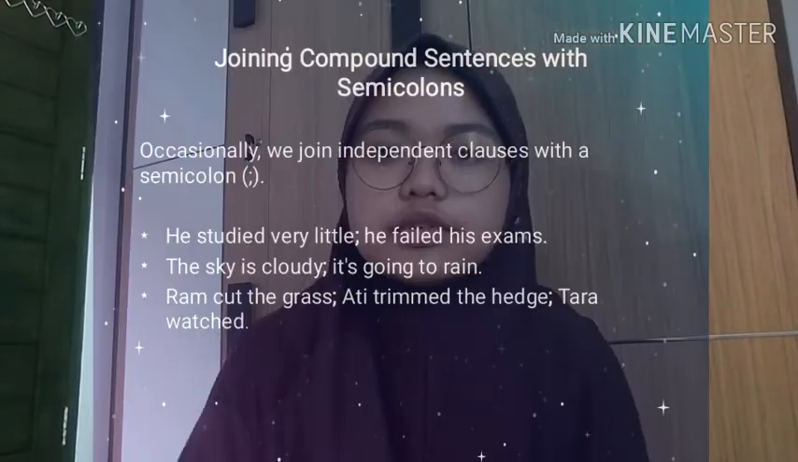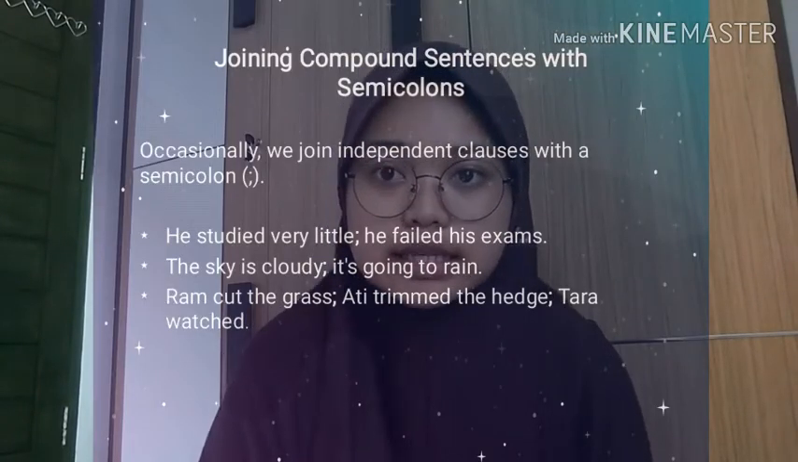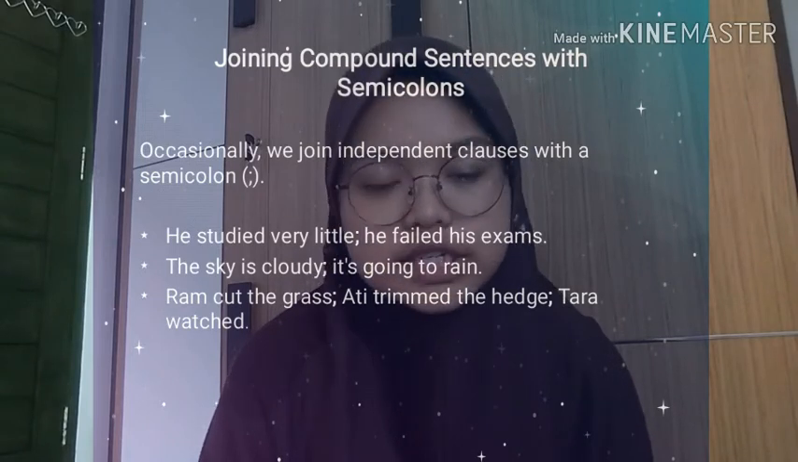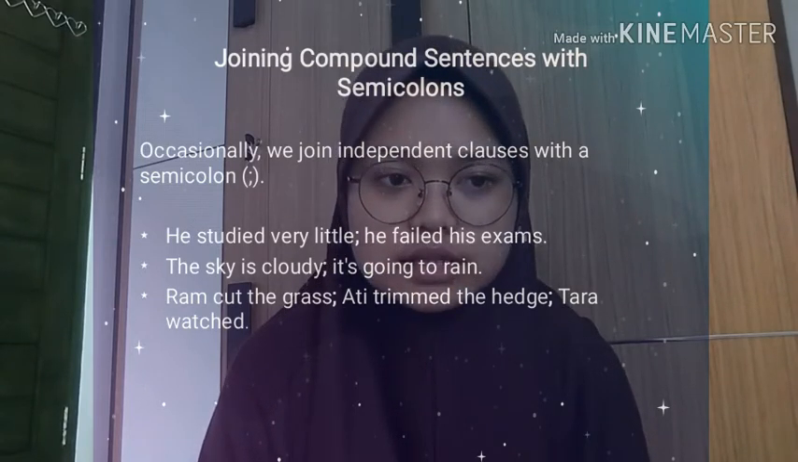And then we move to joining compound sentences with semicolons. Occasionally, we join independent clauses with a semicolon. Like a coordinating conjunction, a semicolon is used to link two independent clauses that are related. For example, we have: my dog Snickers is beautiful; he has gorgeous eyes and looks like he is always smiling.